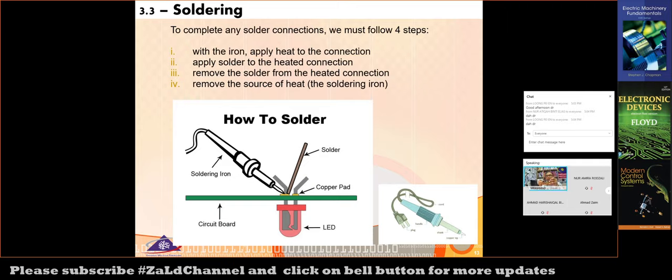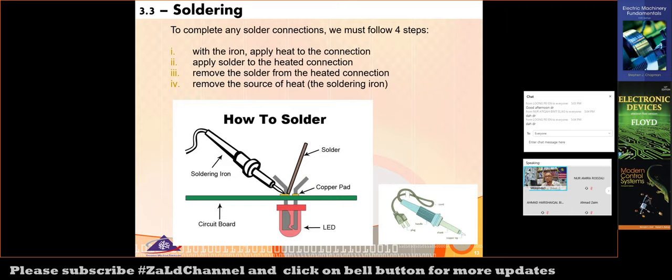Number three is to remove the solder from the heated connection. Remove the solder, but the soldering iron is still there. When you have enough solder on it, leave the soldering iron there for a while, then remove the soldering iron. So, 1, 2, 3, 4, remember those four steps. You have to follow this recommended practice when you do the soldering.